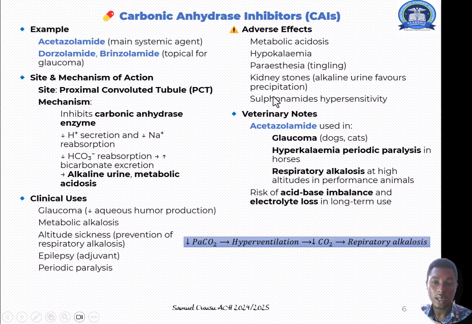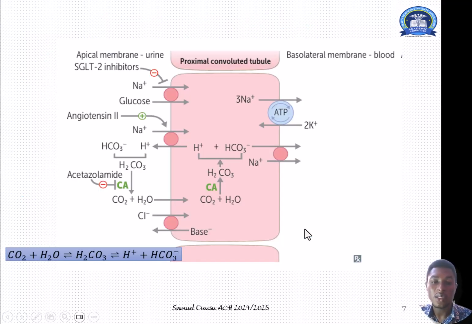Then they also tend to cause allergy. They cause some allergies because they contain sulfur. They cause hypersensitivity. Okay, in veterinary medicine, acetazolamide is used in the same way for glaucoma in dogs and cats. It is also used for hyperkalemic periodic paralysis in horses. You want to use that. For respiratory alkalosis at high altitudes in performance animals too, we can use acetazolamide. Okay, but then there is risk of acid-base imbalance in that there is going to be causation of what? Metabolic acidosis. Okay, so that's one thing you have to take note of.